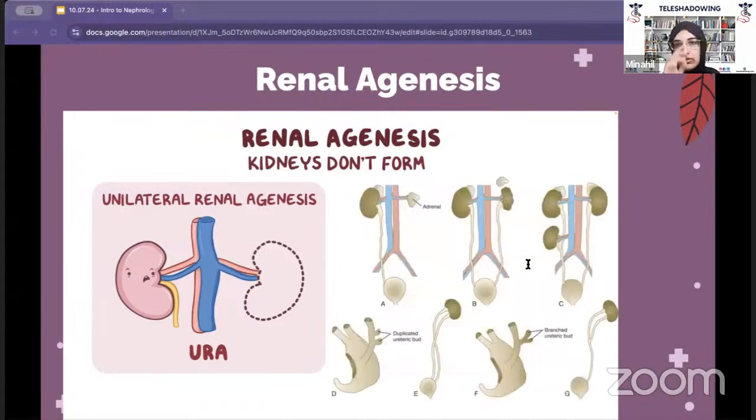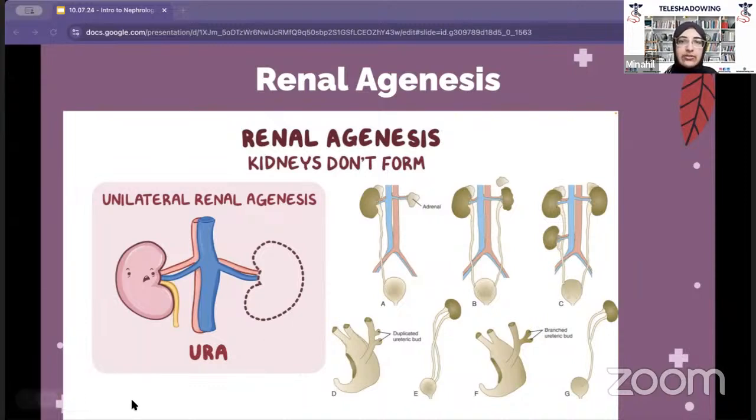This condition actually results from a developmental issue with the ureteric bud, you can see in this image on the right, which is a structure that usually signals the kidney to develop. And so when the ureteric bud fails to form or doesn't properly connect with that kidney tissue, the kidney doesn't develop. And one interesting factoid is that renal agenesis occurs more often in males than in females.